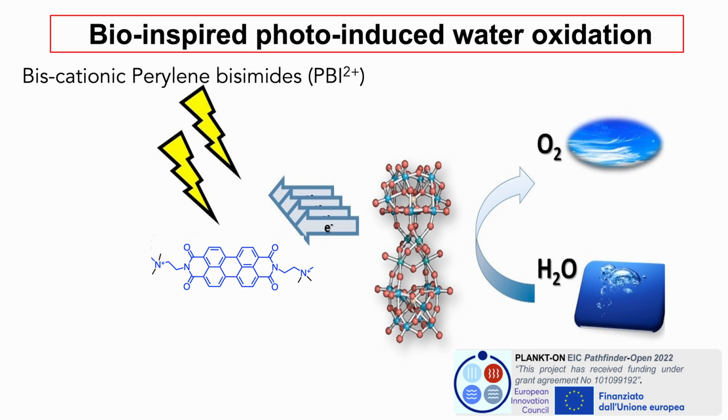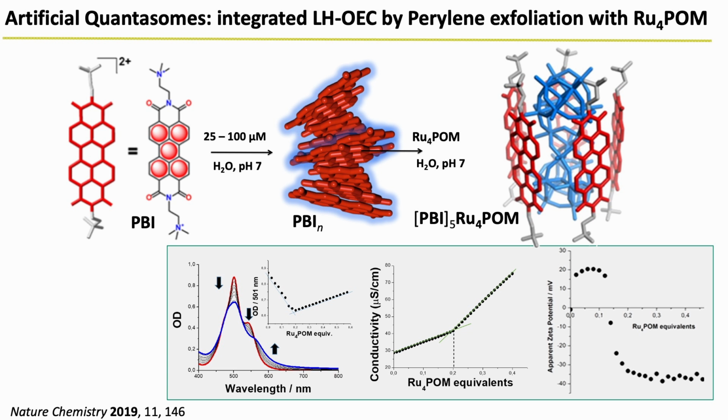And usually perylene bisimides are a semiconductor that organize in this kind of rods, okay? But when you put them in contact with the polyoxometalate, it exfoliates the perylene bisimide rods and makes this kind of 5-to-1 complex, okay, and we have characterized this by spectroscopy, electrochemistry, spectroelectrochemistry, and conductimetric titration, but I cannot show you.